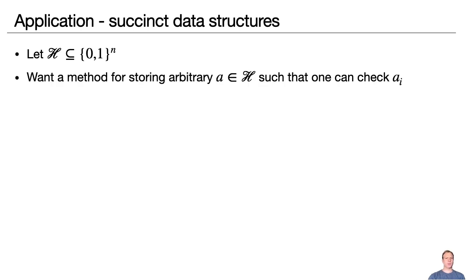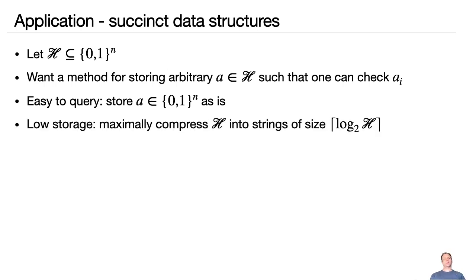Let's now discuss an application to succinct data structures. So say I have some subset of all n-bit strings, H, and I want some way of storing an element of H such that I can check the ith bit. Well, one easy way to do this is to just store a as is, as an n-bit string, and then if I want to check the ith bit, I just look at the ith bit. So this is easy to query. However, it's not the most efficient way to store these strings.